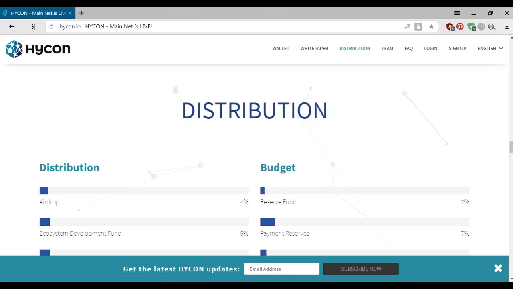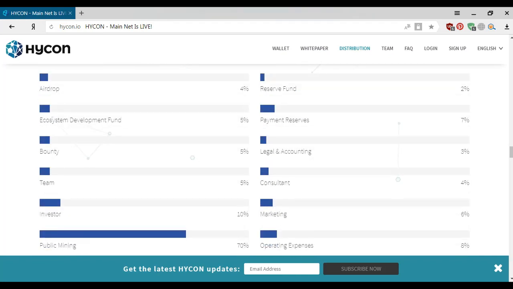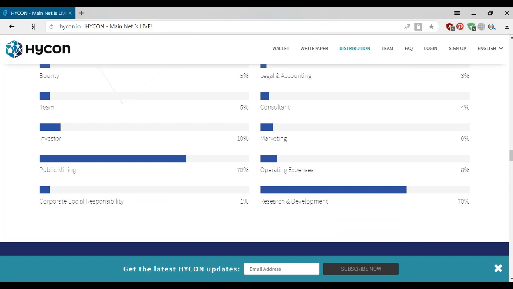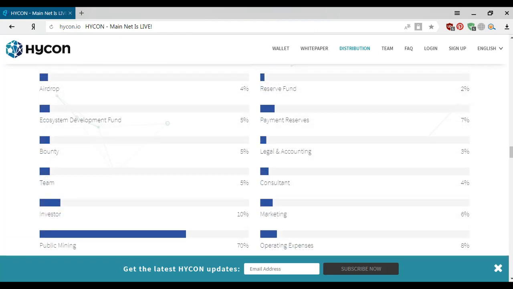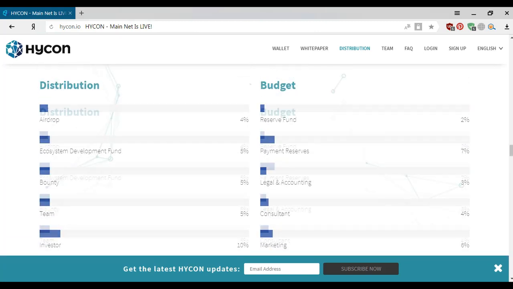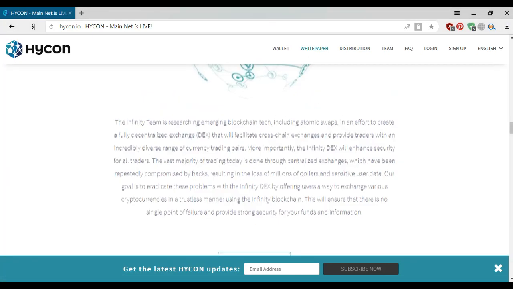So let's have a quick check on token distribution. This is the airdrop, ecosystem development fund, bounty, team, investors, public meaning, corporate social responsibility. So they spend 70% budget to research and development.